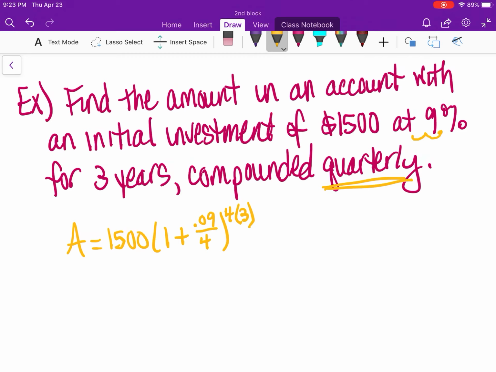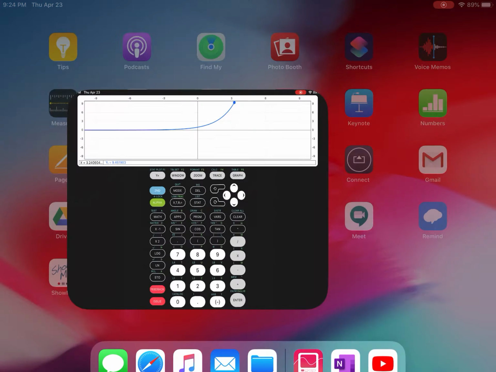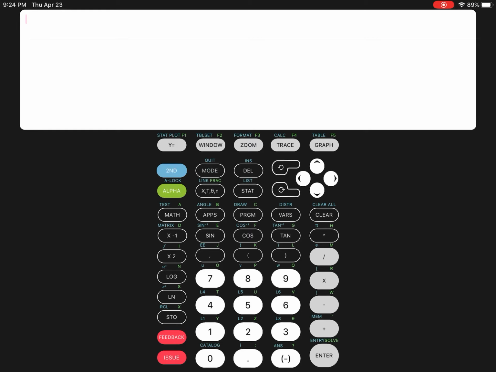So that's how you substitute everything in. And so now you should be able to just put it in your calculator just like you have it written. So we'll pull our calculator up. I'm going to quit to go to my calculation screen. I type in 1,500 parentheses, and then 1 plus, grab my fraction, I have 0.09 over 4, close your parentheses, and then use your little caret top for your exponent like we did earlier when we were graphing. And it is to the 4 times 3.